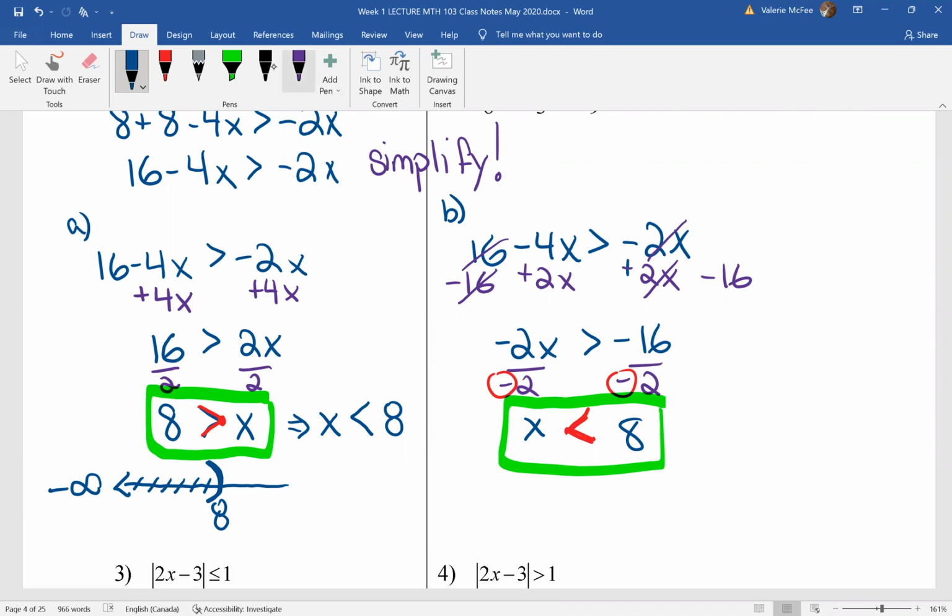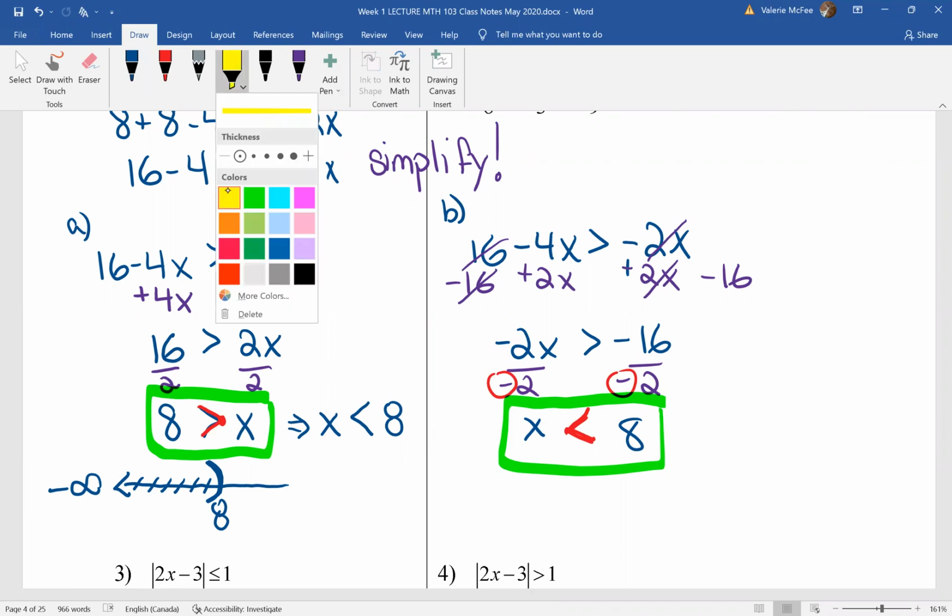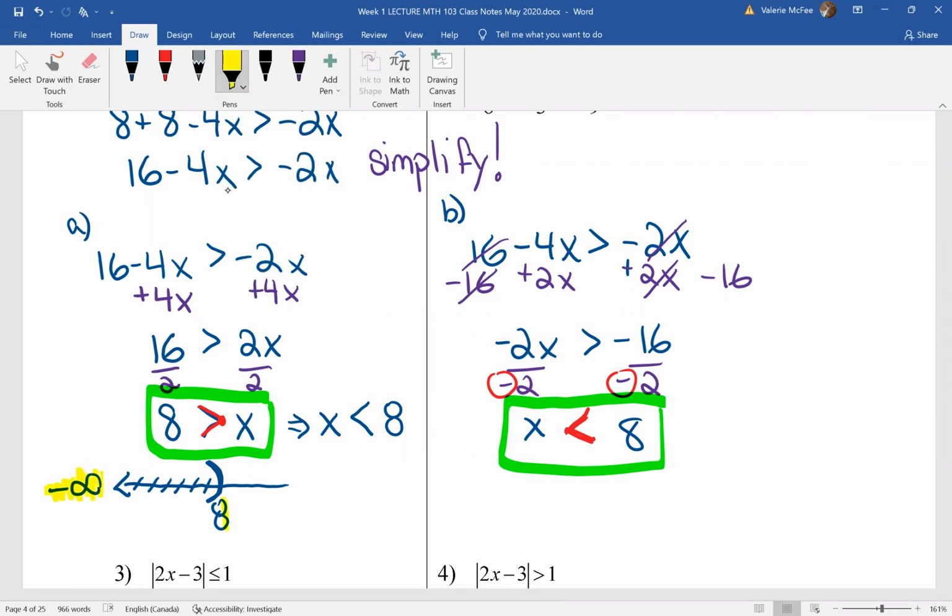I also wanted you to write your answer in interval notation. Interval notation uses the endpoints. So we have negative infinity to 8. We always use a round bracket on negative infinity, and x is not equal to 8, so we use a round bracket there.